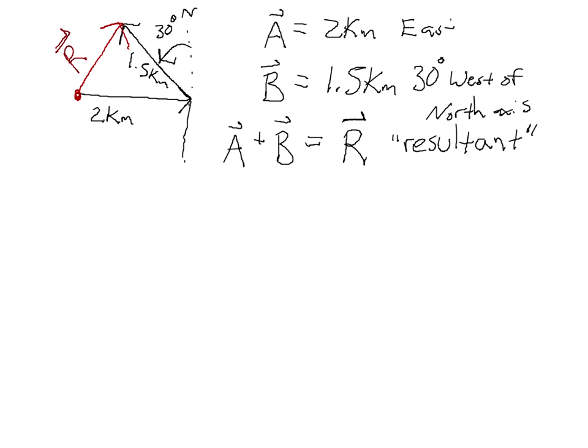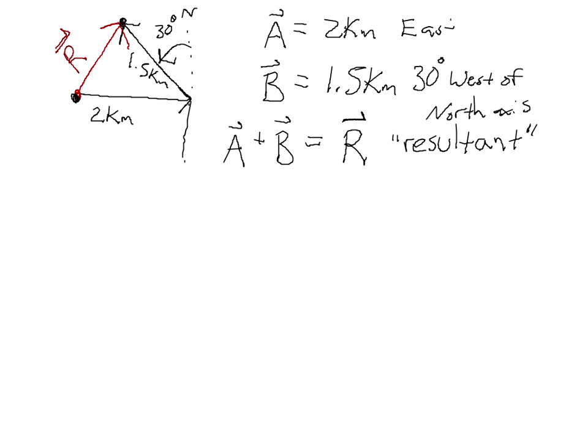What is vector R? What's its length? Well, if you had a little ruler, you could measure the length from this end point up to this end point, and it looks like it's a little bit less than the length of my 1.5 kilometer vector, so it might be somewhere in the neighborhood of 1 kilometer.